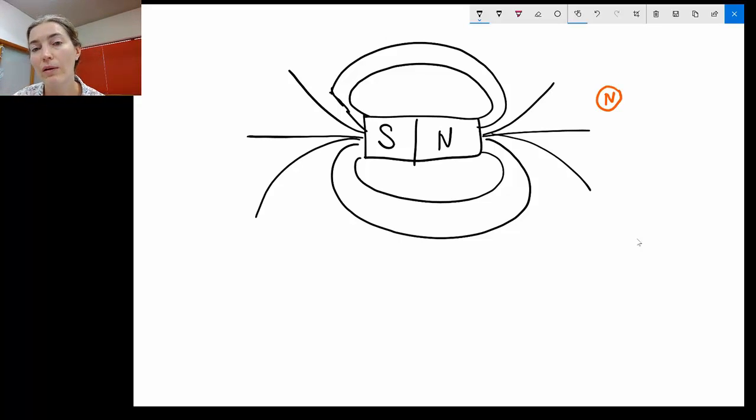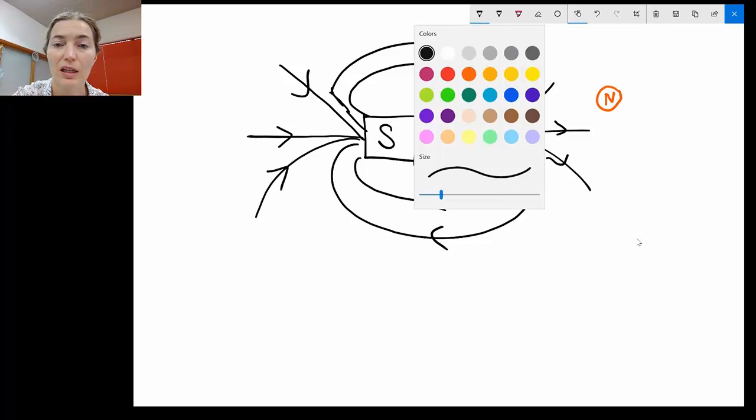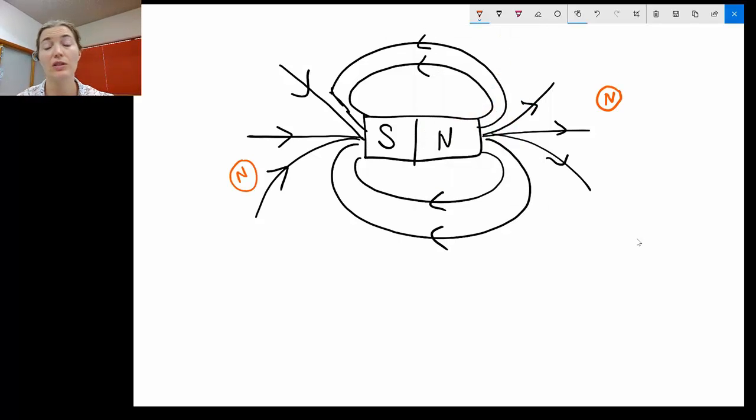And if we think about where this tiny little north would move, well, if it was here, it would be repelled. So we draw the field line direction as to where that tiny north would go. So if we had this tiny north over here, it would be attracted to the south end of the magnet. So it would be coming in, and that's why we have these arrows coming in. But if it was over here, it would be repelled by the north, and therefore we can draw the arrows moving away from the north. This is how we represent magnetic force.